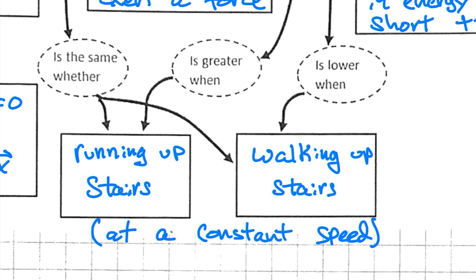The work that you do is going to be the same, but the power is not. When you run, you're getting up the stairs in less time. So you're doing the same amount of work in less time when you run up the stairs, more power. When you walk up the stairs, it takes more time to do the same work, and that is less powerful.